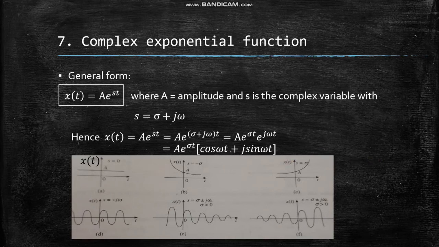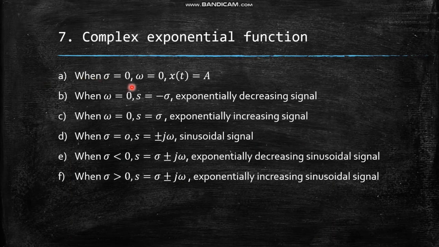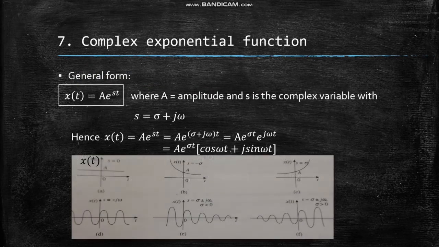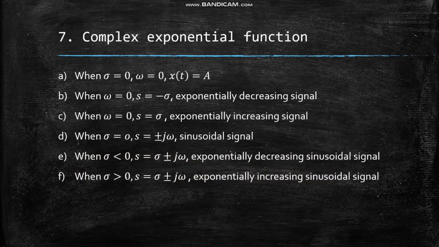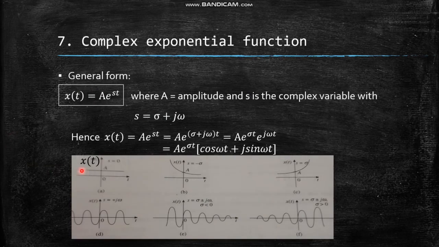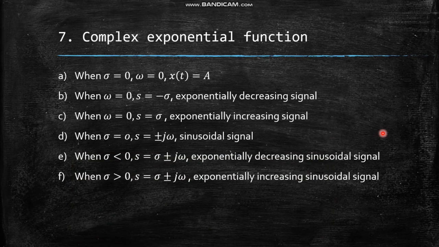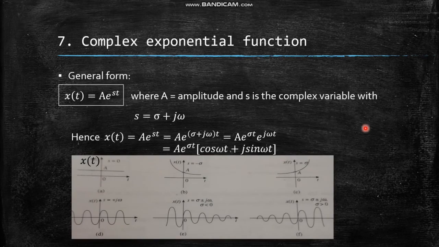The first one, as we know s is equal to sigma plus j omega. First we take sigma equal to 0 and omega also equal to 0. Then the equation for x of t will be equal to a. Thus we get a constant function, a constant signal at all times of t. Second case B, where omega is equal to 0 and s is equal to minus sigma. The real part is taken as negative. Here we obtain an exponentially decreasing signal.